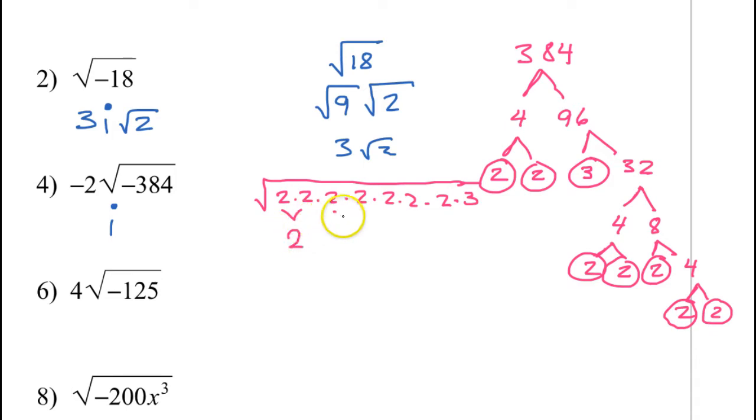So that's going to be a 2. This pair of 2's will become a 2. This pair of 2's will become a 2. So these 3 2's are now outside the radical. Now inside the radical, I'm left with the 2 and the 3 that have no pair. I'll go ahead and make that into a 6. 2 times 2 times 2 is 8. So that gives me 8 radical 6. So that is what I get from doing the square root of 384.